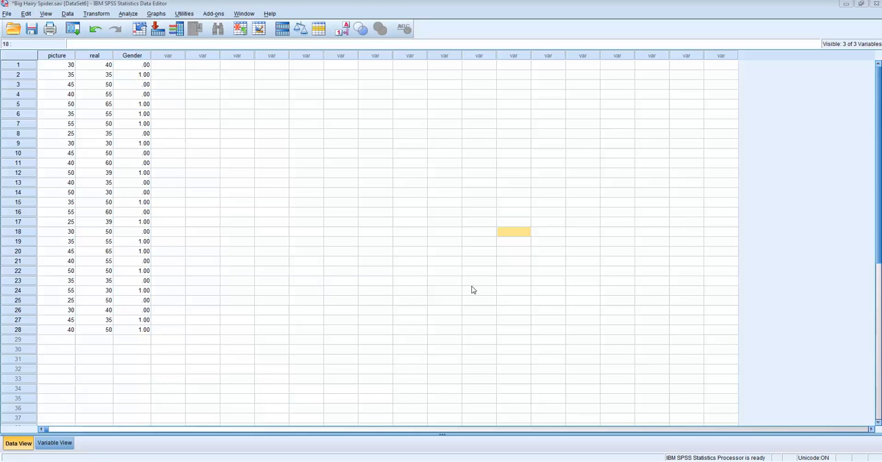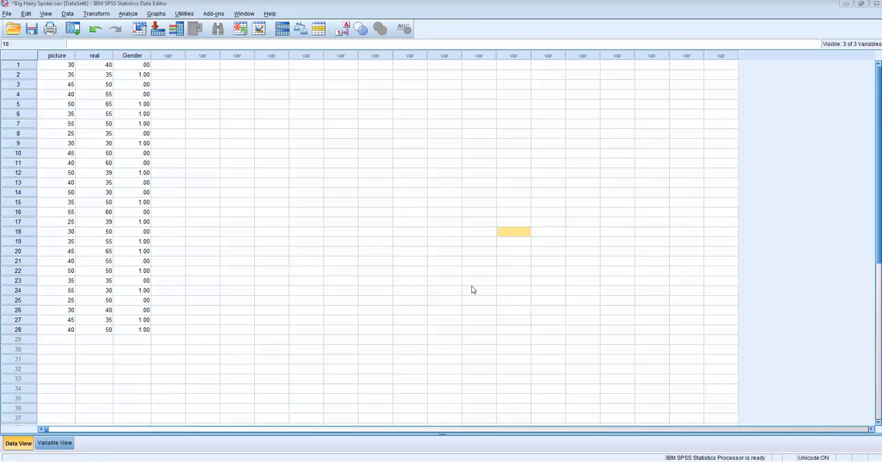In this presentation, I will demonstrate the independent samples t-test. I'm still working with the same data set. I've added a gender variable. We want to see if there's a difference between male and female participants playing with a real spider. These are arachnophobes, and the real spider represents the anxiety score after playing with a real spider.